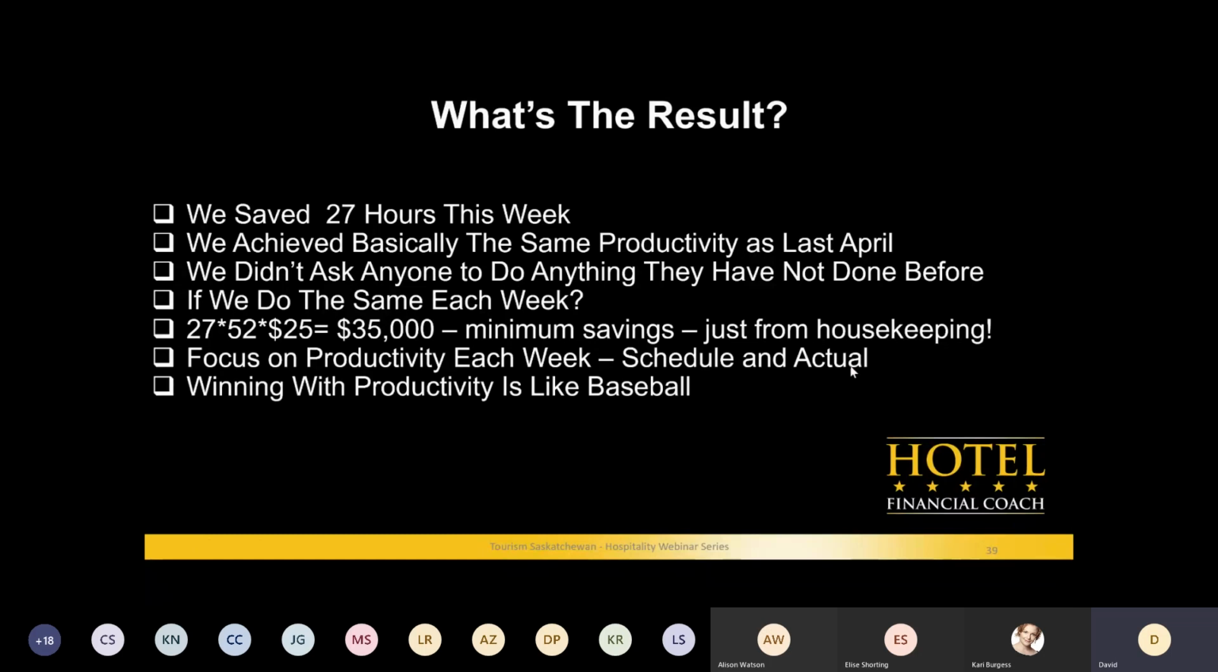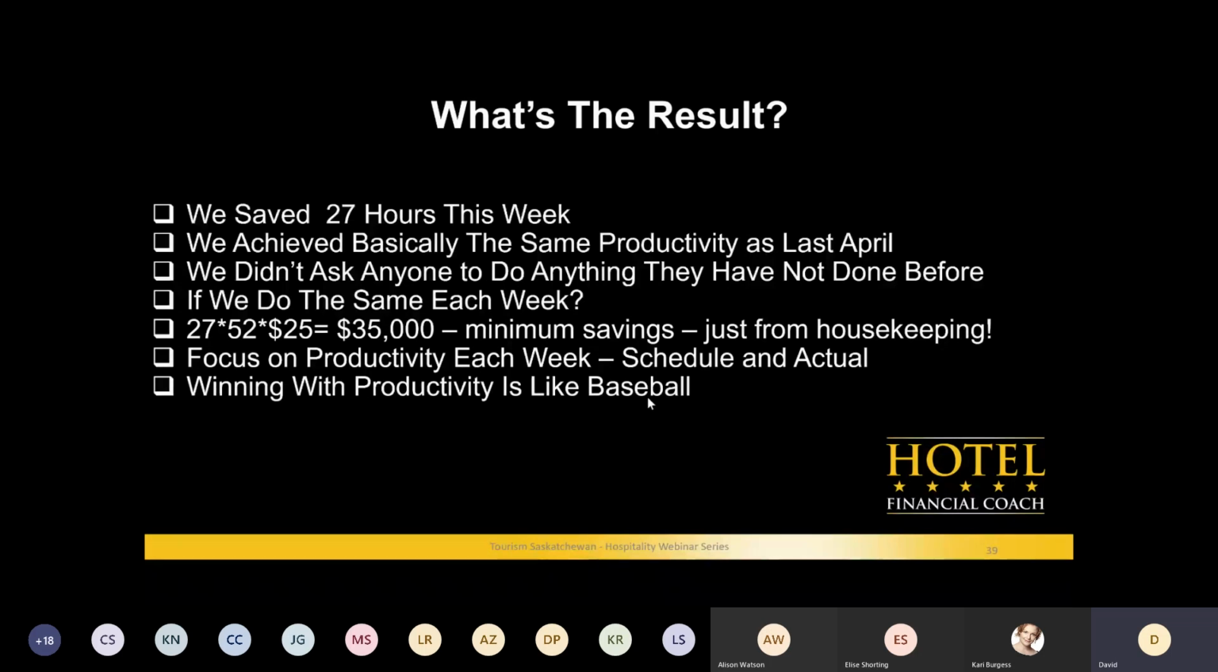Drucker said, you cannot manage what you cannot measure. And again, I love telling people this, but winning with productivity is like playing baseball. And you're probably scratching your head wondering how that could possibly be the case. But look at it this way. With productivity, there's going to be days where you suck. There's going to be Sundays and Mondays where no matter what you do, you won't hit your target.